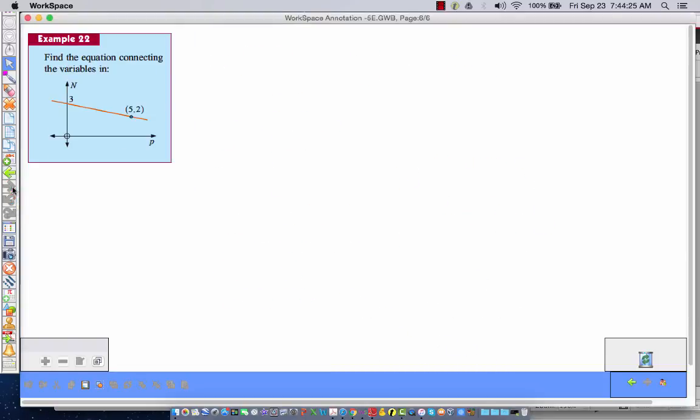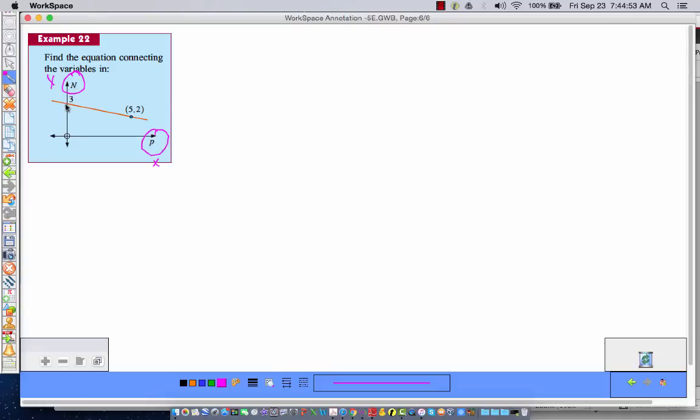Last one. Find the equation connecting the variables in this line. Now notice they say connecting the variables. They've changed them. And a lot of times we'll want to do that because we'll want to use letters that make sense for whatever it is that we're studying. If you don't like that, you can certainly go ahead and use x and y and then just replace them with n and p respectively.